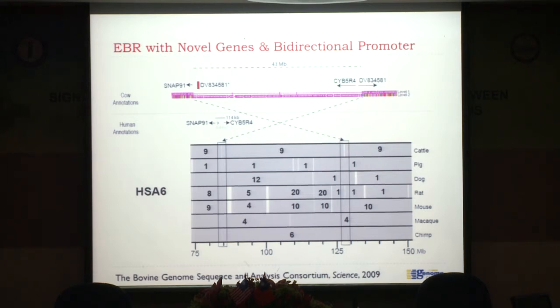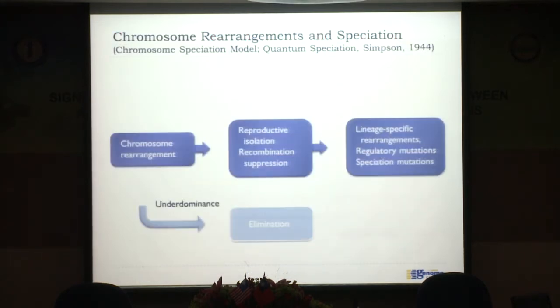If you look at the human annotation here, this gene is now going in this direction, this gene is going in that direction, and there's a bidirectional promoter sitting right in here. And on the other side, the inversion created a novel gene, as well as the conserved gene, which you'd also find in the human genome. So you have novel genes and bidirectional promoters and segmental duplications, and all of these things are happening in evolutionary breakpoint regions. Again, highly dynamic regions of the genome involved in adaptive evolutionary change.